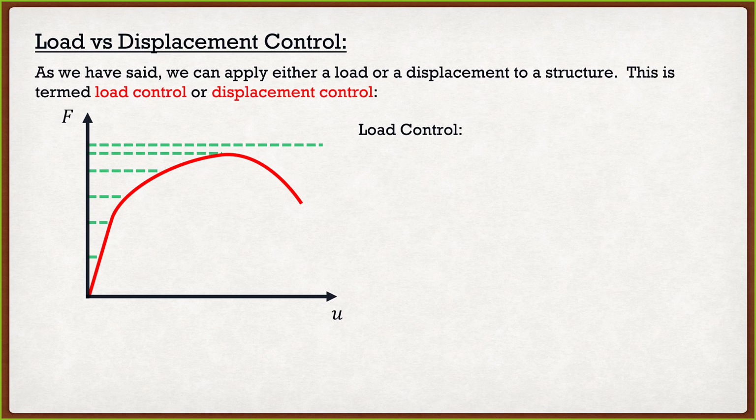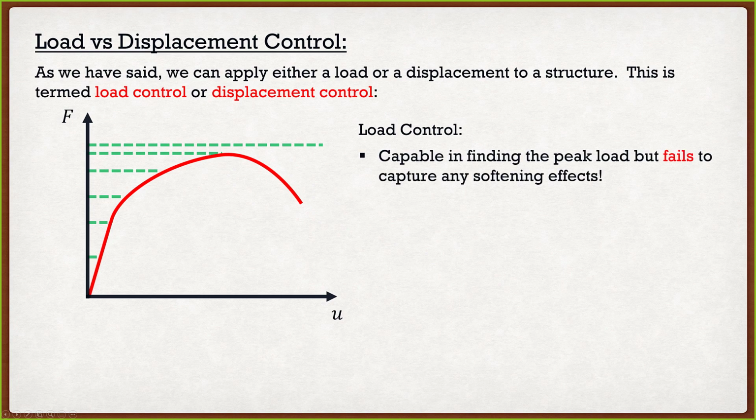Now, why is this a problem? Well, if we look at our model here, we are able to capture this point, this point, this point, this point, and even peak load. But how do we capture this area over here, the softening? We can't. So for load control, we're capable of finding things like the peak load. But if any softening effects are important to us, we actually can't capture it using load control. Because again, we're just increasing that load.